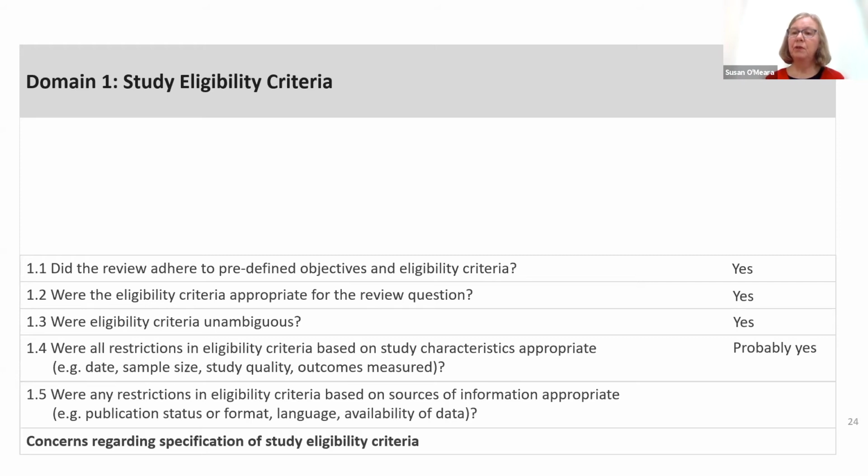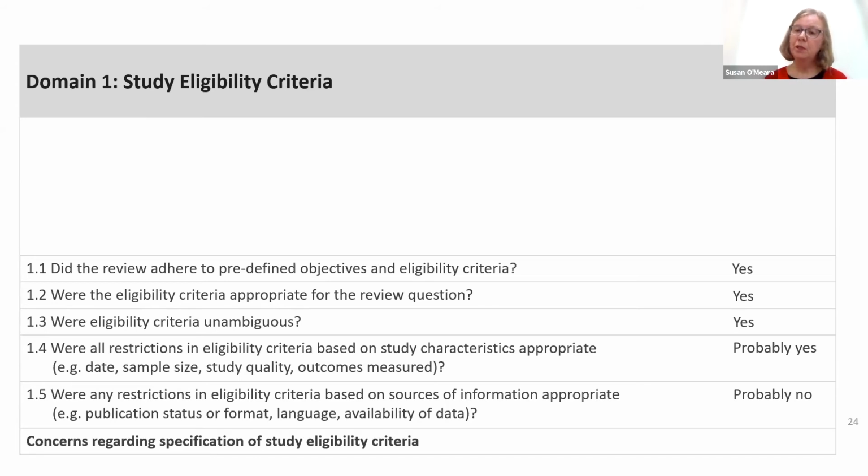So both of those things are potentially a problem because it means that relevant studies could have been missed from the review. So for this domain, we put a probably no there. So it means probably no, probably not appropriate as an eligibility restriction. And actually that's quite a frequent problem in reviews. We find with KSR evidence that if they're going to run into a problem in this domain, it's often excluding non-English language papers, for example.